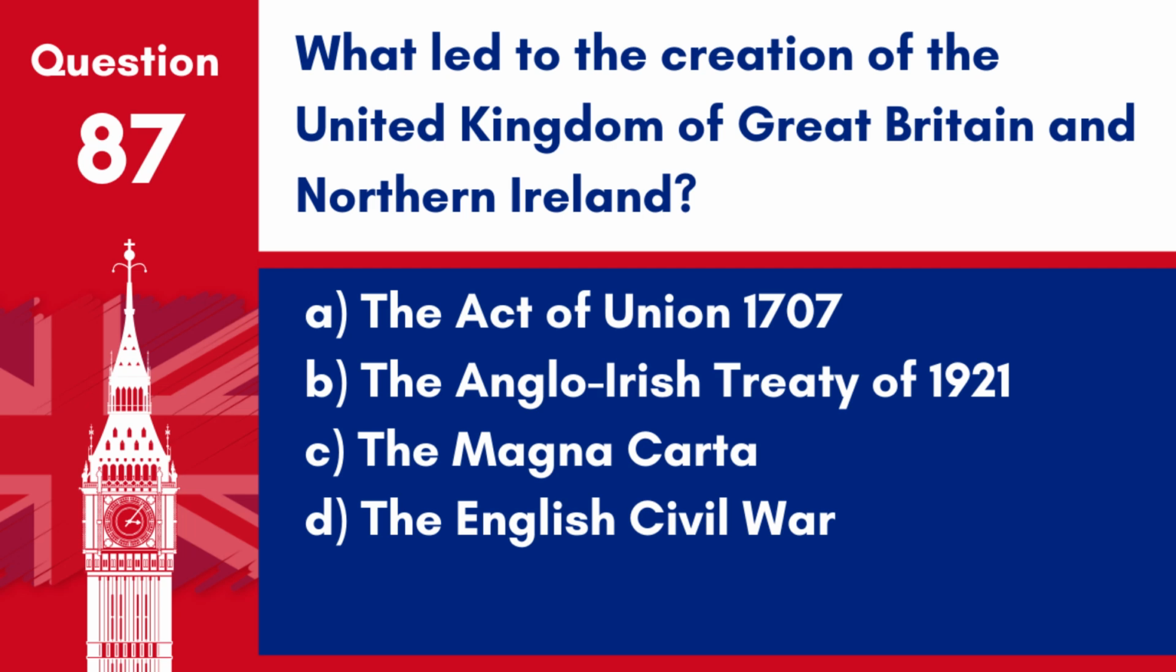Question 87. What led to the creation of the United Kingdom of Great Britain and Northern Ireland? A. The Act of Union 1707. B. The Anglo-Irish Treaty of 1921. C. The Magna Carta. D. The English Civil War. Answer: B. The Anglo-Irish Treaty of 1921. The Anglo-Irish Treaty led to the partition of Ireland and the establishment of the Irish Free State, with Northern Ireland remaining part of the United Kingdom, thus creating the United Kingdom of Great Britain and Northern Ireland.